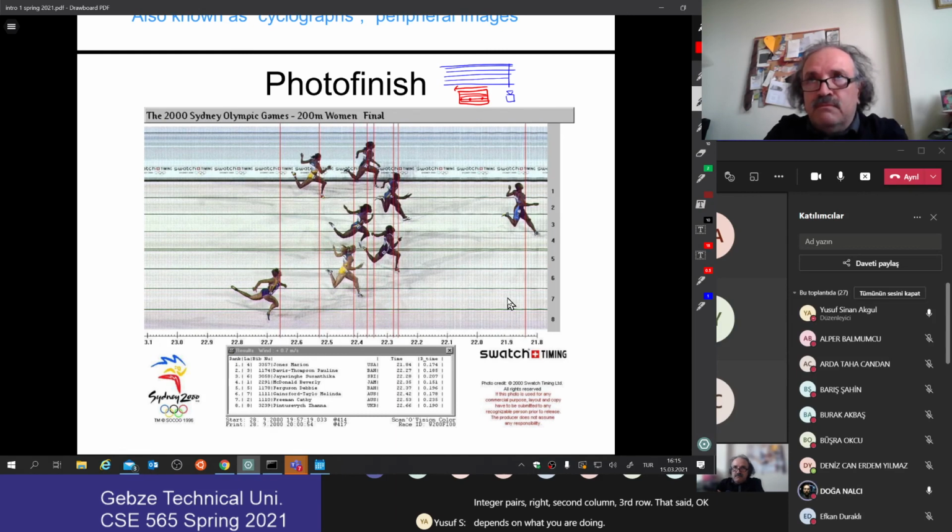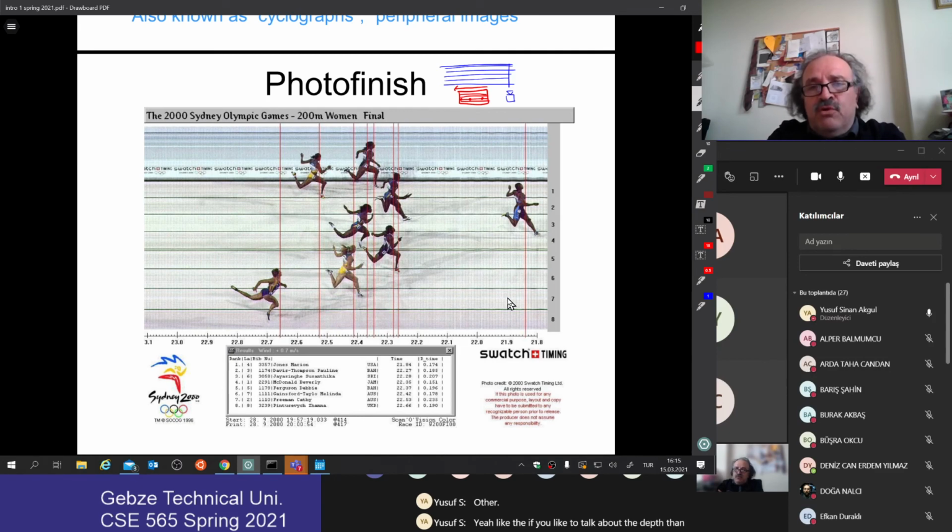I want to know about the depth of the image. If you like to talk about depth, then you will have to talk about the homogeneous coordinate system and inferring the depth from these two-dimensional points. In that case, you are doing three-dimensional computer vision, which is the main topic of this course. This is not an image processing course. This is a three-dimensional computer vision course. It's a new point of view for me, and it's very interesting. Sure, yes, it is interesting.